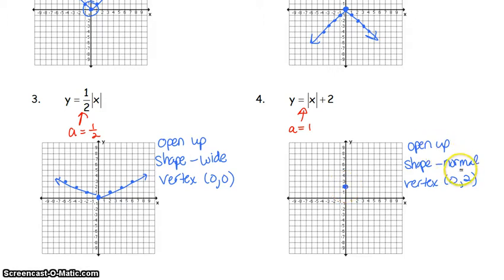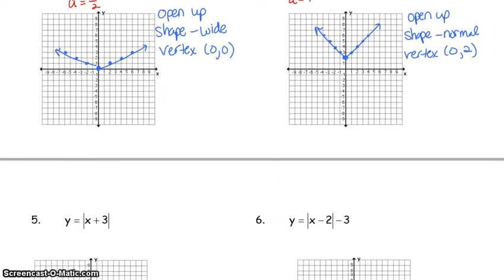We are going up with a normal shape, which means we're going up with a slope of 1, up 1, right 1, up 1, right 1, up 1, left 1, up 1, left 1, up 1, left 1. And you can see that there is our V-shaped graph, our absolute value. It's exactly like we had in number 1, except it has been moved up 2 spaces from the origin.